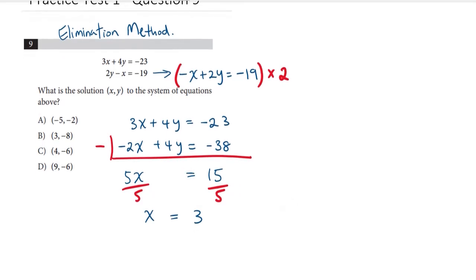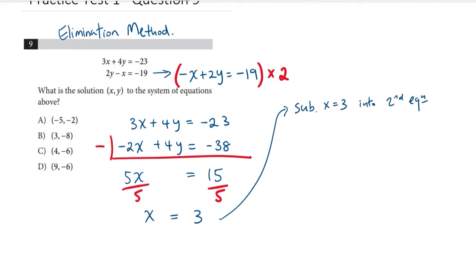So we also need to find the y. To find the y, you can substitute x as 3 into either the first equation or the second equation. I'm going to use the second equation because this is the simpler equation, because the coefficient of the x term is just 1. Much easier. So let's substitute x as 3 into the second equation.